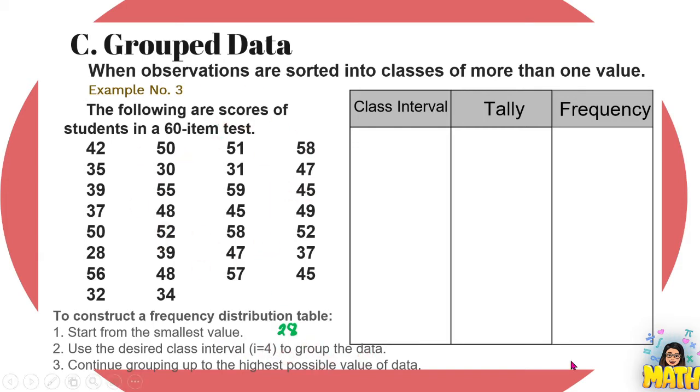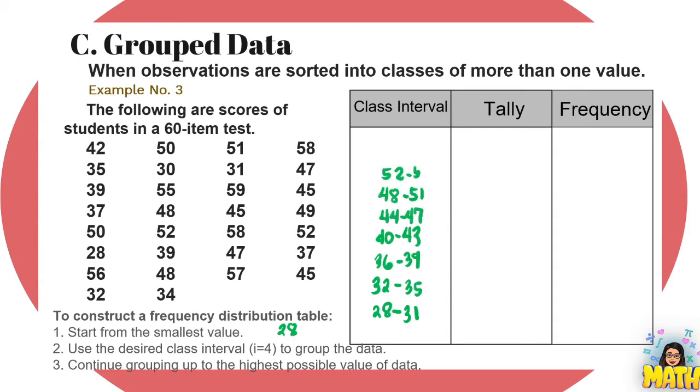So starting from 28, we need to include 4 scores here. We'll have 28, 29, 30, 31. This interval has 4 values. After 31, we have 32. Again, from 32, 33, 34, 35. That's the grouping, and so on, so forth, until we reach the highest possible score. Again, itong class interval is yung groupings ng ating mga data.